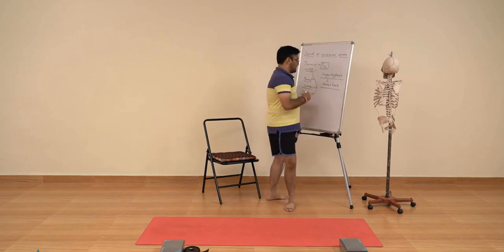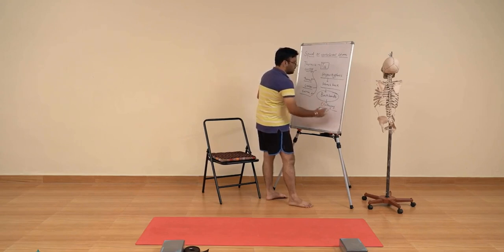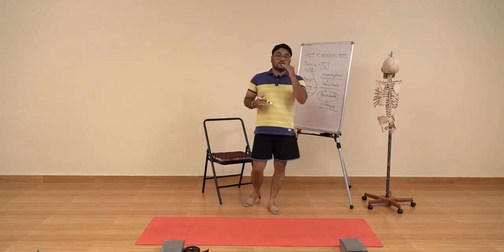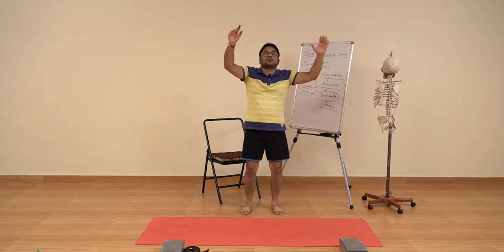So back bends are a challenge here. Backward bending is challenging when you have hyperkyphosis or hunchback. If someone asks you to lift your shoulders up, this happens.